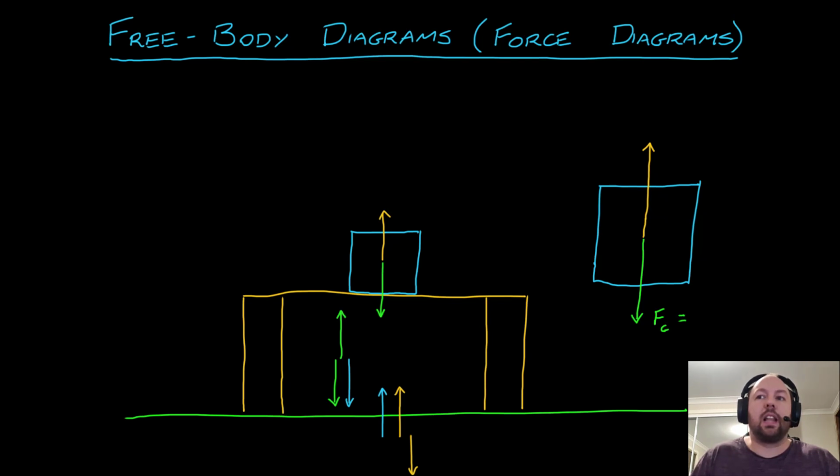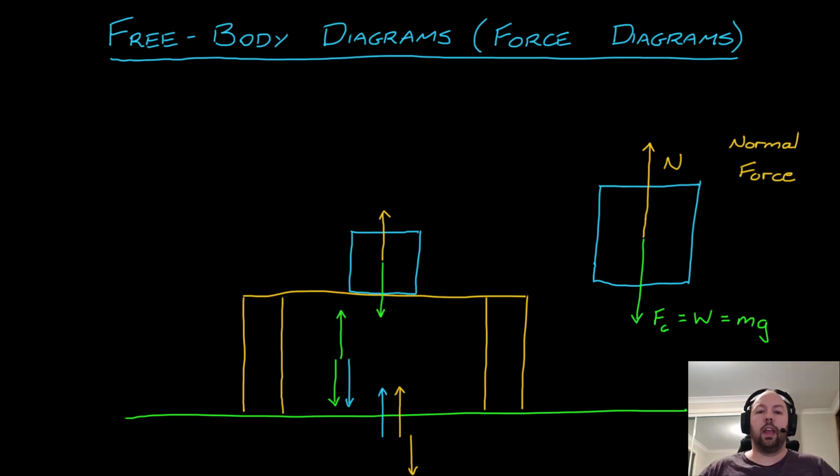This is sometimes labelled as W for weight, and is equal to the mass of the object times the acceleration due to gravity. The force pushing the box up is a reaction to the box being pulled into the table, and is known as the normal force. In this case, we know that both of those forces are equal in magnitude because the box is stationary, and according to Newton's first law, the box will only remain at rest if all of the forces are balanced.